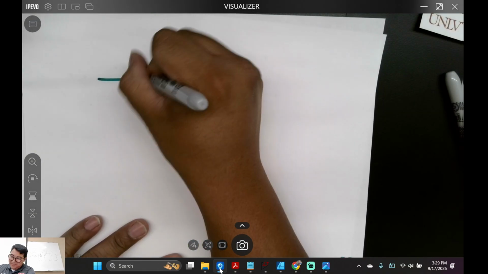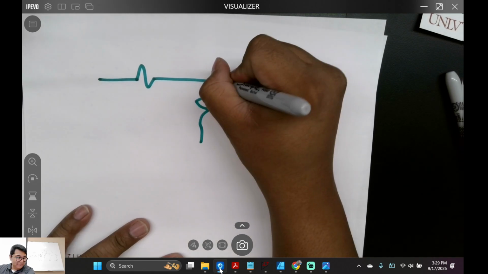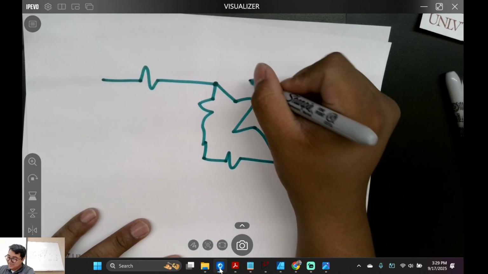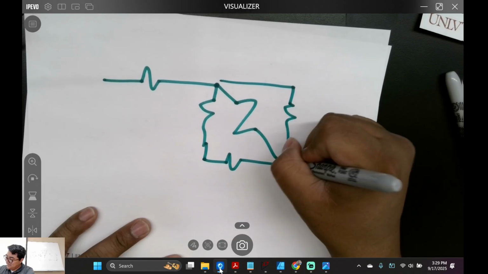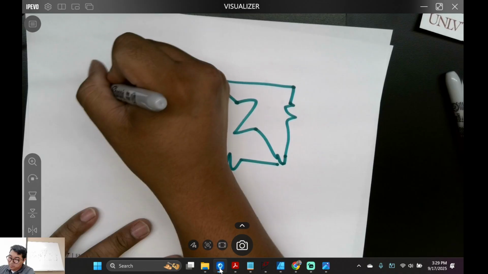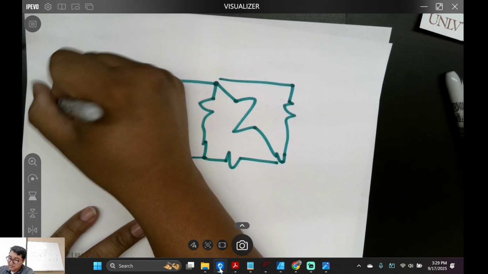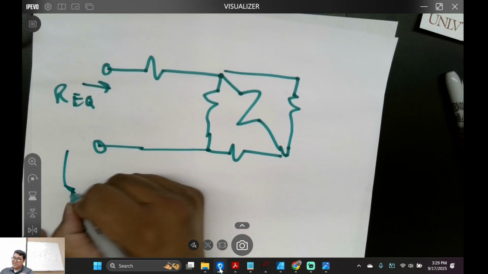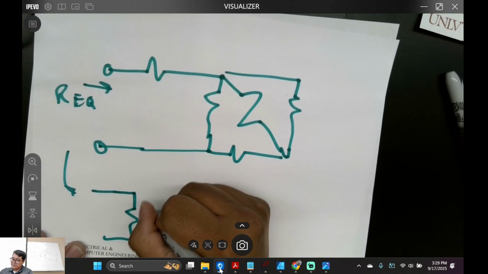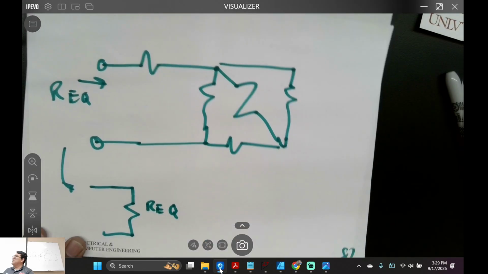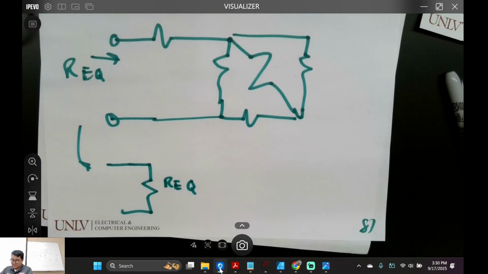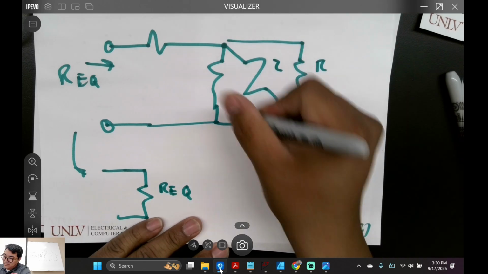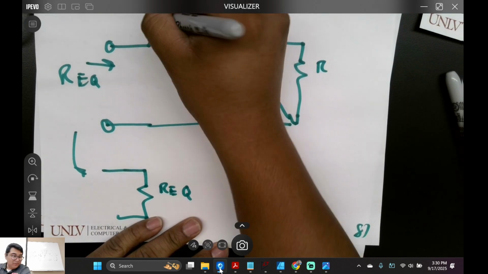So I'm given the following. Boom, boom, boom. Guys like my resistors? They're ugly. Like that. And we're trying to solve for R equivalent, right? So we're trying to transform this into something like this. That makes sense? So let's see. We got R right here. We got 2. We got 6. We got 5. We got 1.